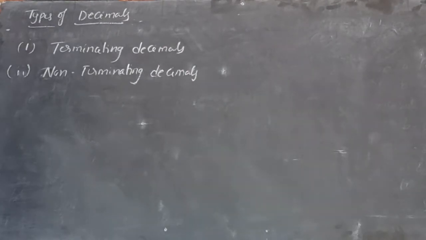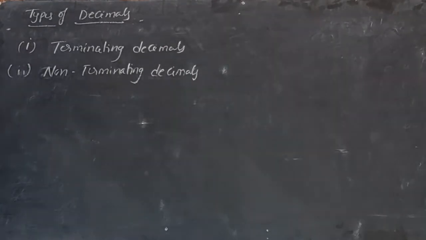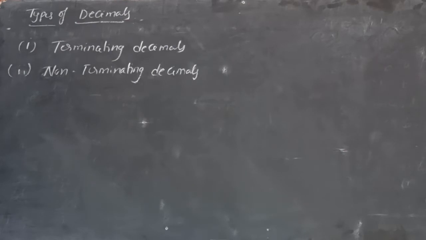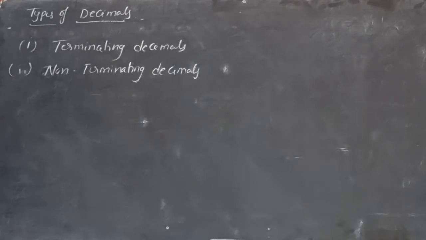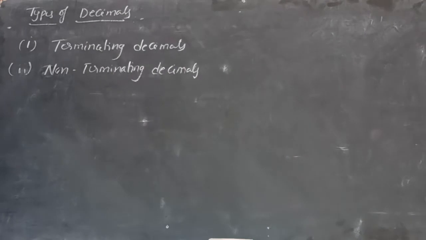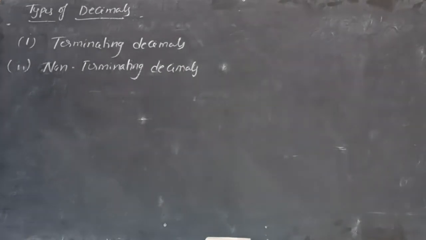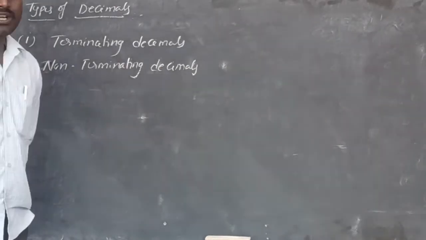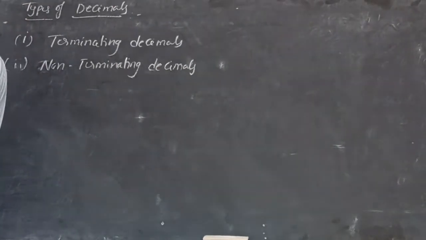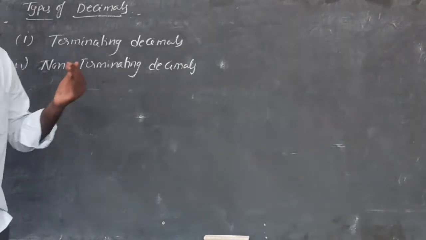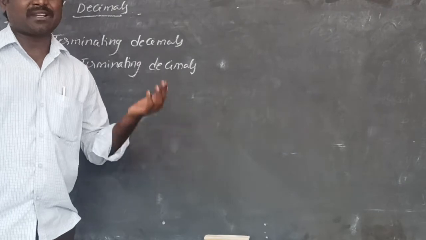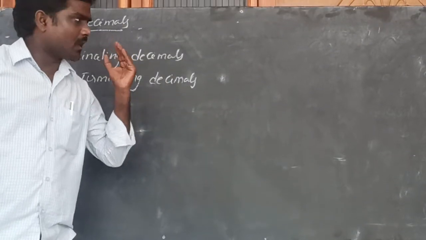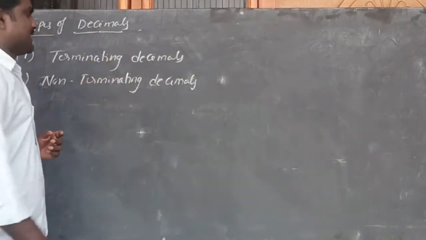Today I am teaching 10th class Real Numbers, first chapter. Okay, so here are the types of decimals. Decimals are divided into two types: terminating decimals and non-terminating decimals. Terminating decimals means what? The countable decimals are called terminating decimals. Countable decimals means 1 decimal, 2 decimals, 3 decimals, 4 decimals, 5 decimals, like that.